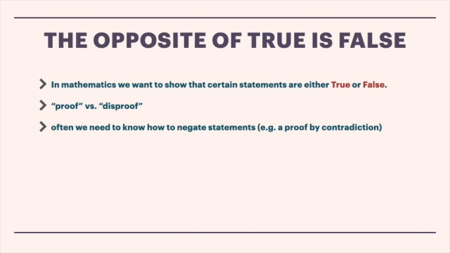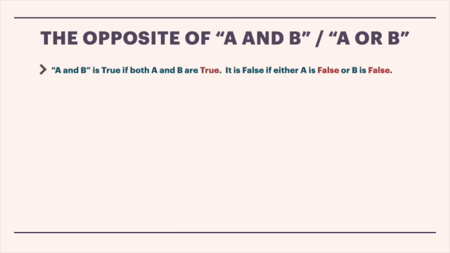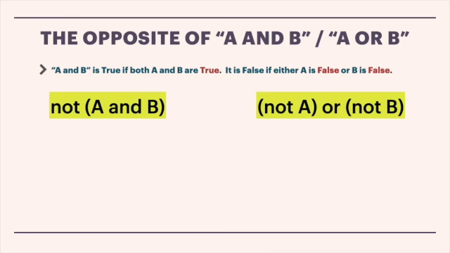If we have a statement A, then the negation of that statement is represented by not A. A and B is true if both A and B are true, and it is false if either A is false or B is false. Not (A and B) is the opposite of this statement. In other words, it is true if and only if either A is not true or B is not true.